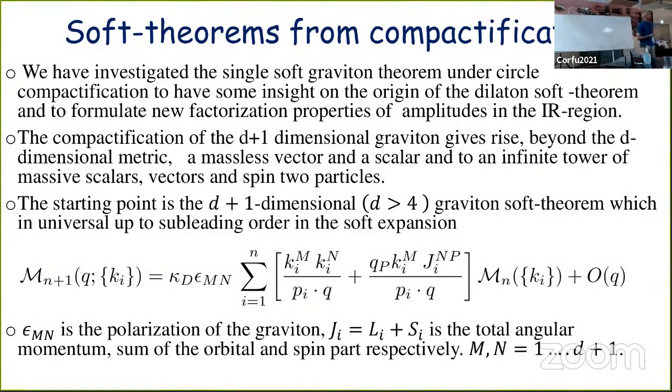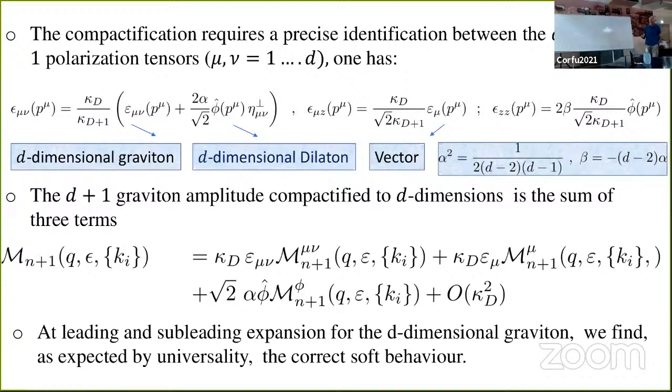We know that the dilaton emerges in the compactification, for example, of the graviton. When you compactify the graviton, you get the dilaton, the vectors, and also another graviton. Using the fact that the soft theorem is universal up to subleading order, it is valid for any gravitational theory in dimension bigger than 4. In four dimensions, the soft theorem also gets logarithmic corrections, so in dimensions bigger than 4 these are absent. So we consider the soft graviton theorem and we compactify it. We start from D plus one dimensions and compactify one dimension on a circle. In this way, as I said before, we get a D-dimensional graviton, a dilaton, and the vectors.